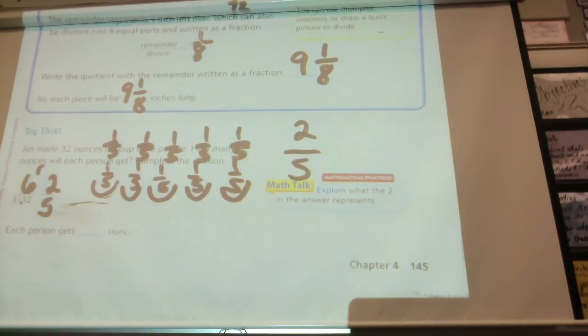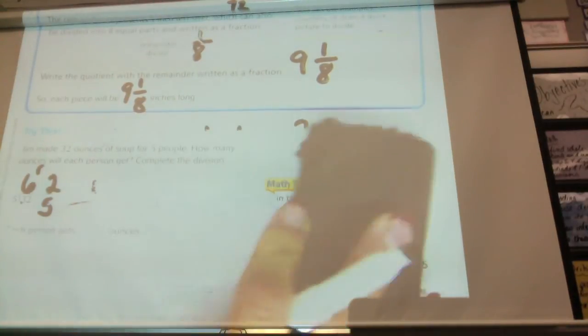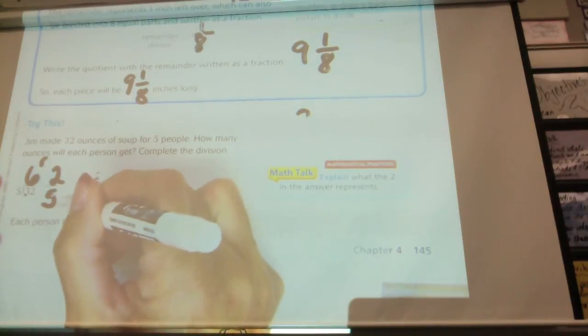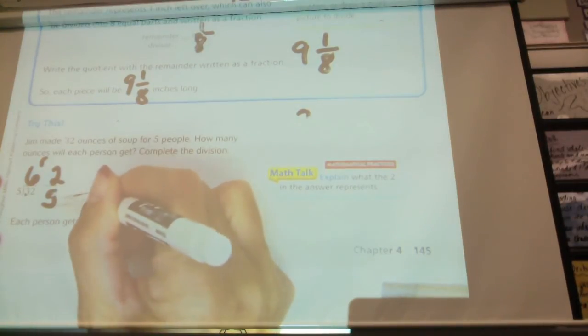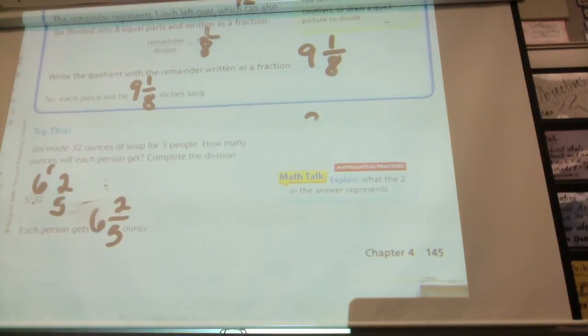I know we're just on the second problem, and we're gonna go on even more. So go ahead and write in. Each person gets how many ounces? 6 and 2/5 of an ounce. Go ahead and fill in your paper.